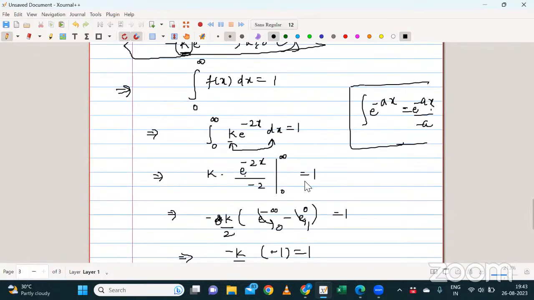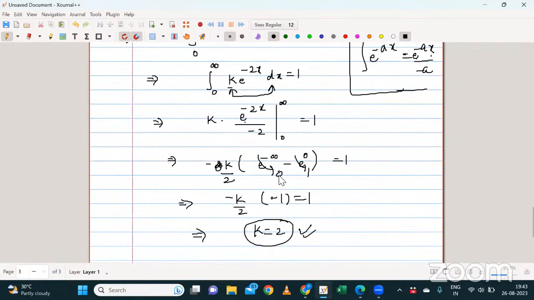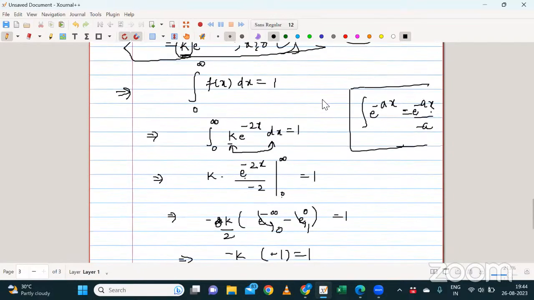So 0 to infinity. If I put the upper limit, I get e raised to minus infinity, which is 0. And if you put 0, you get 1, because e raised to 0 is 1, and minus, so k will be 2. Okay. The same thing you can do from here. So this is the general approach for any kind of distribution.